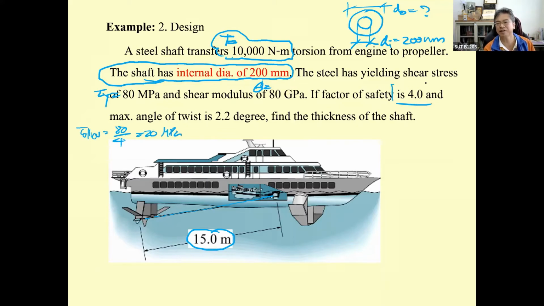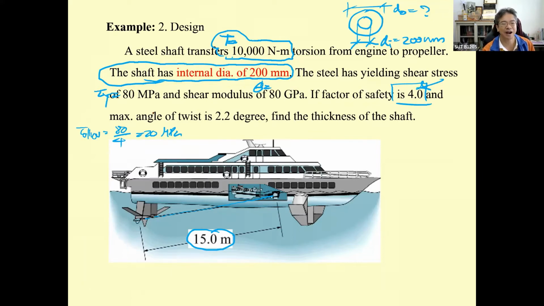We use a big safety factor because it's a ship. It's going to be subjected to the salt in the sea. Okay, corrosion is large, so we can use a large factor of safety to prevent that kind of corrosion.